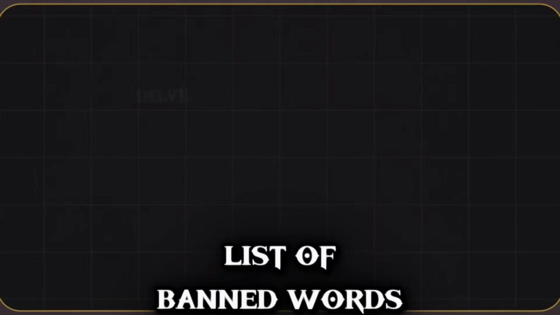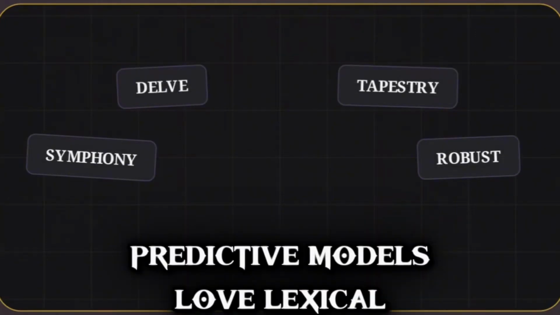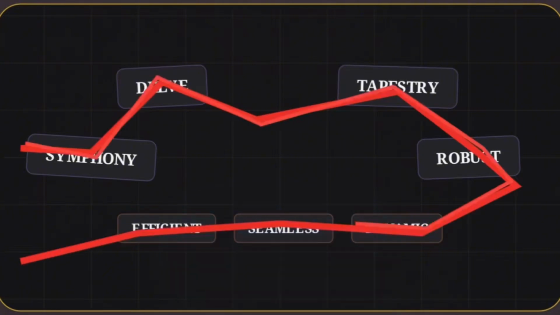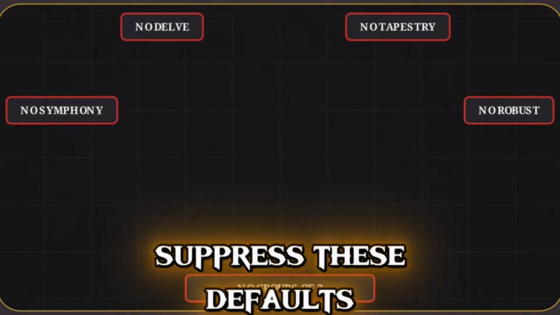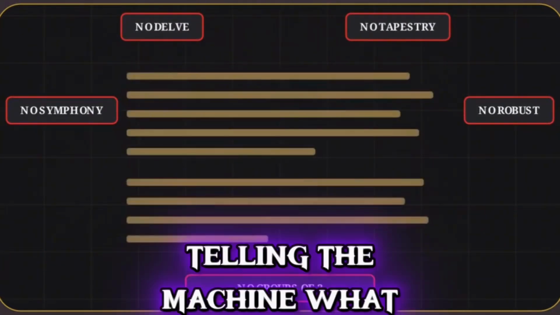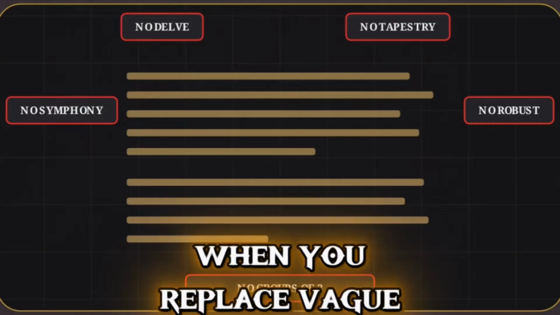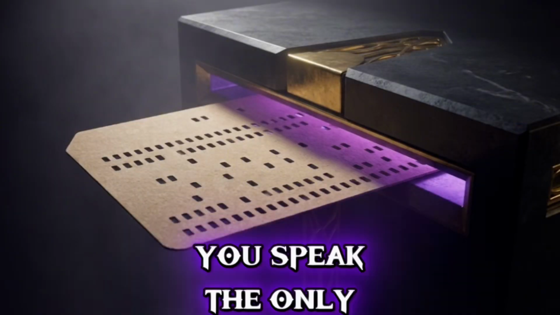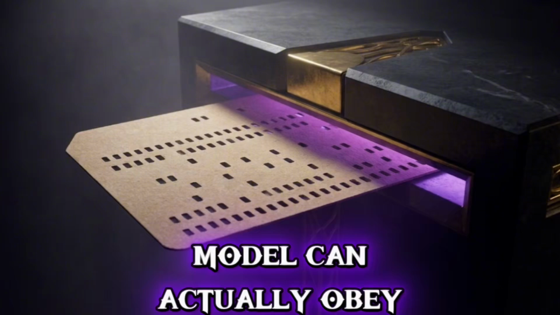Next, give it a list of banned words. Predictive models love lexical cliches and grouping adjectives in sets of 3. You have to actively suppress these defaults by explicitly telling the machine what it is not allowed to use. When you replace vague adjectives with mechanical rules, you speak the only language a predictive model can actually obey.